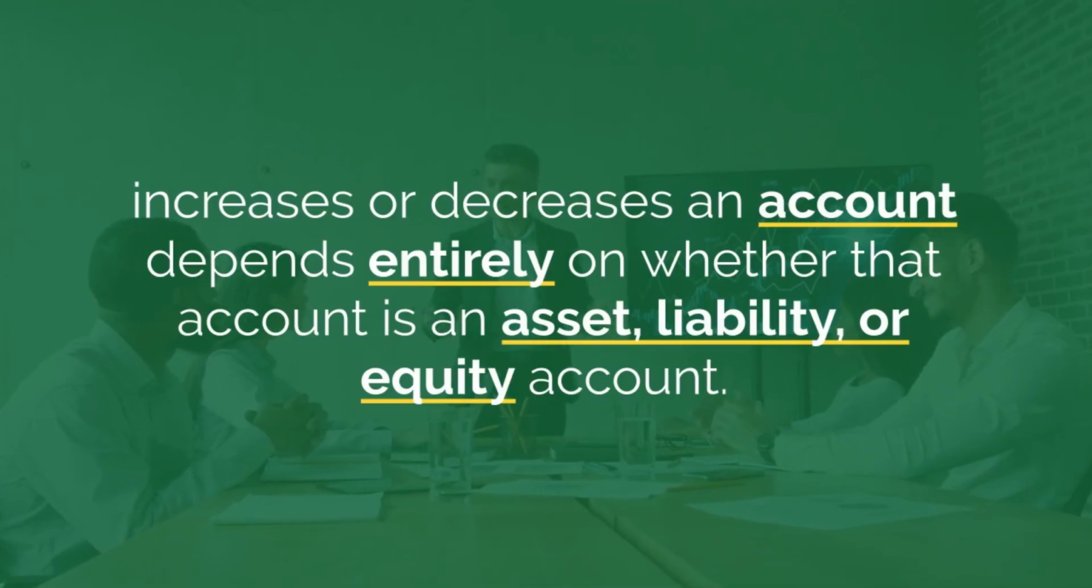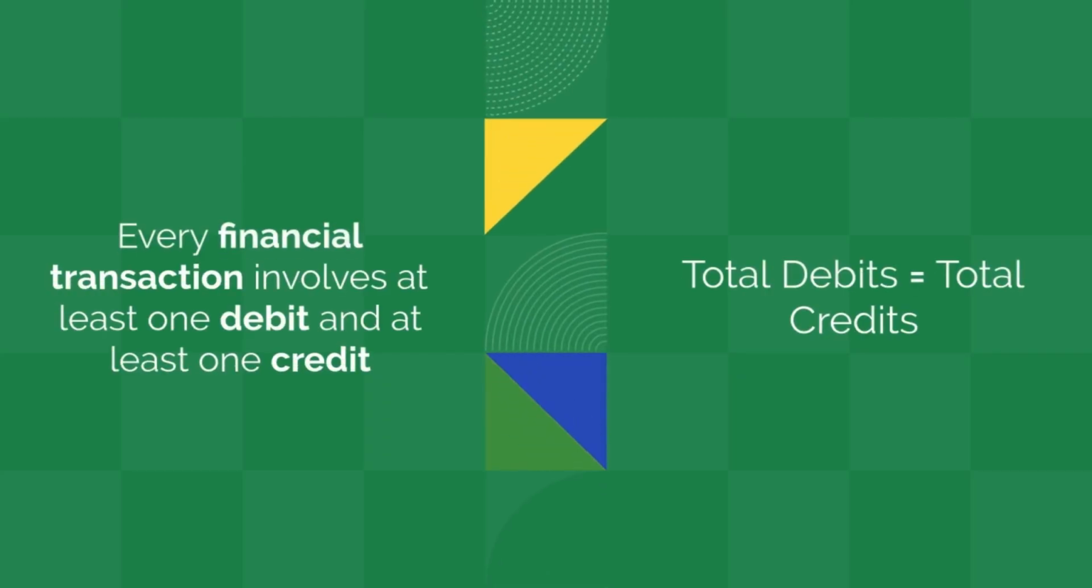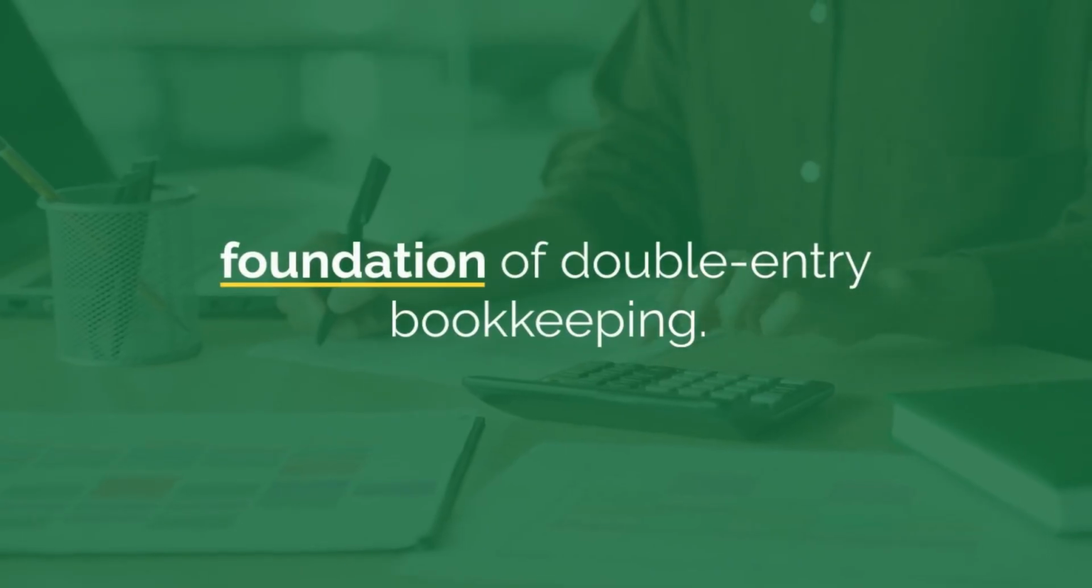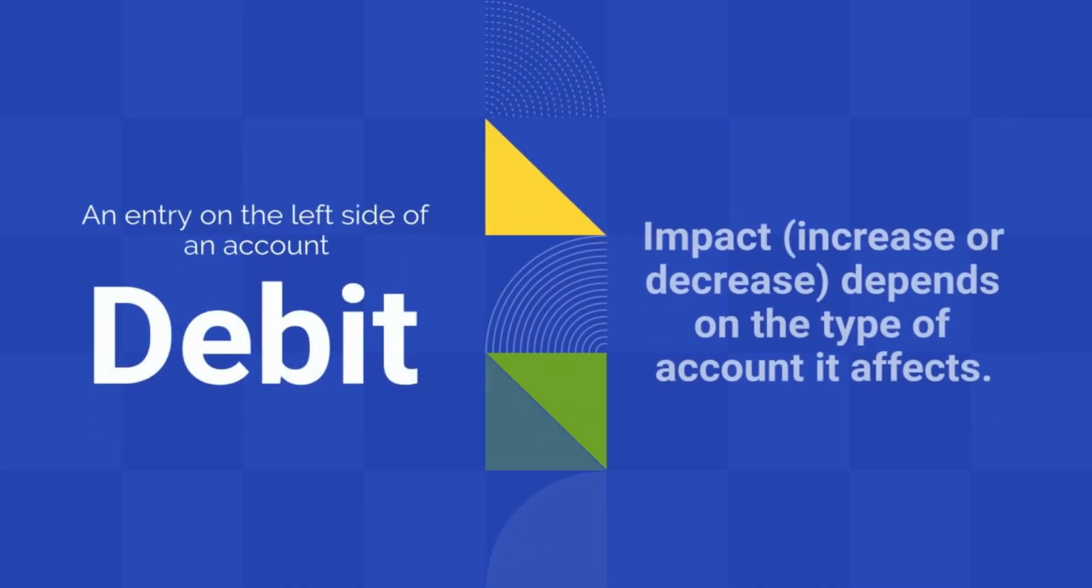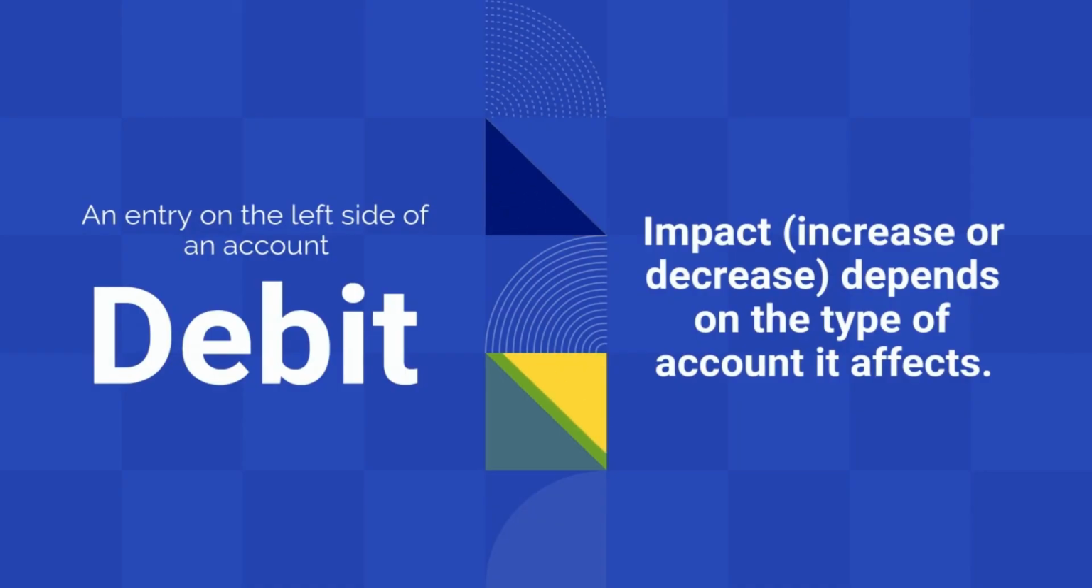or equity account. Every financial transaction involves at least one debit and at least one credit, and the total debits must always equal the total credits. This is the foundation of double-entry bookkeeping. So, to summarize, a debit is simply an entry on the left side of an account. Its impact, increase or decrease, depends on the type of account it affects.